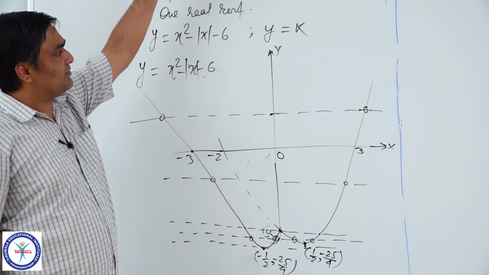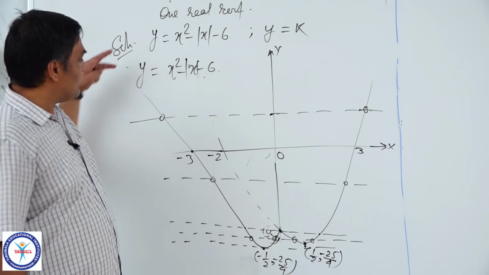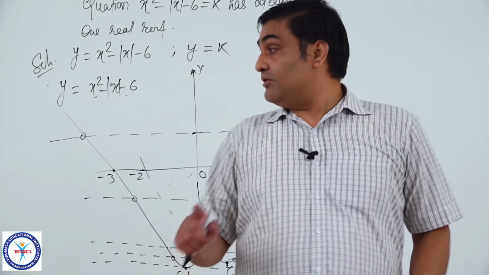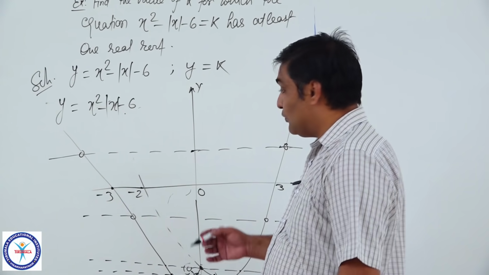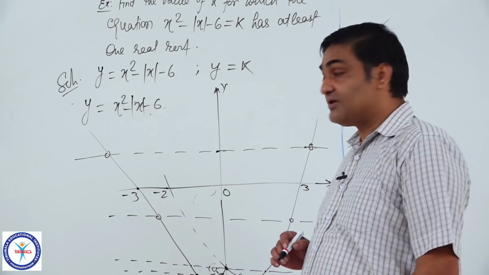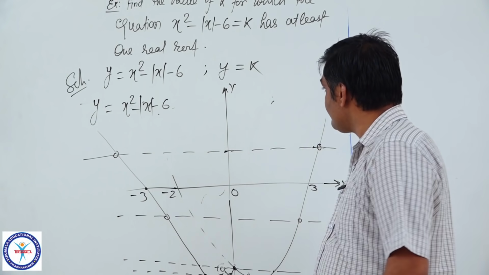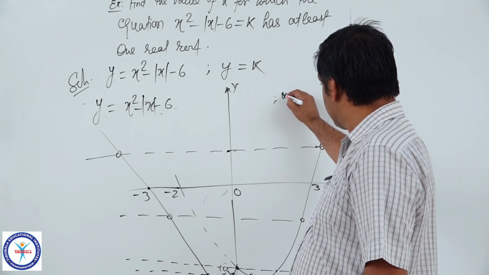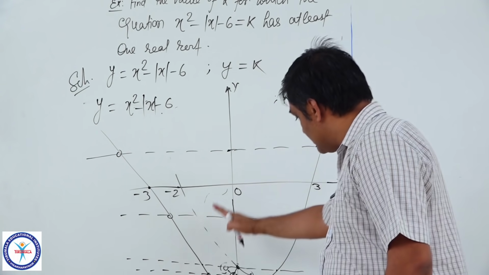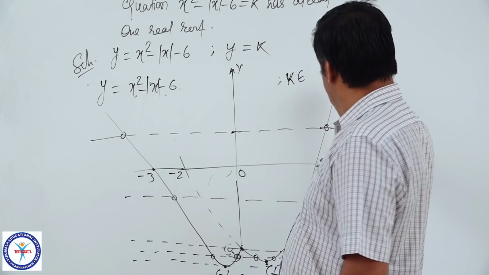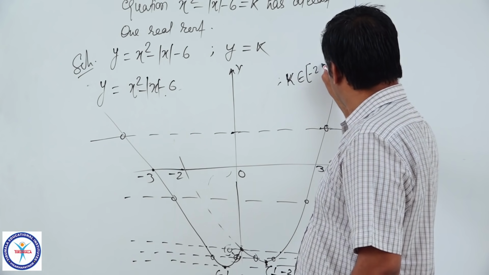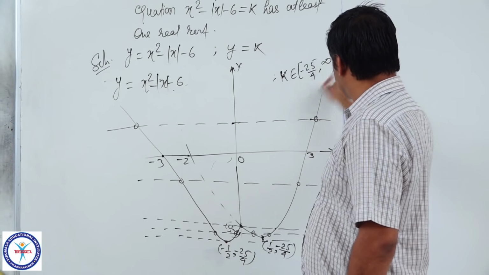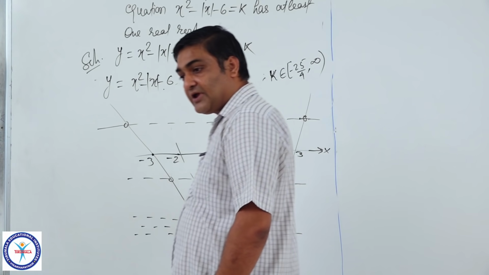And here also, whatever be the value of k, there will always be 2 common points. So our final answer will be k belongs to the lowest value of real roots, minus 25 by 4 to infinity. Okay.